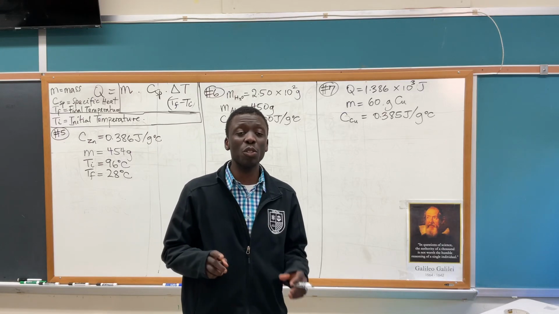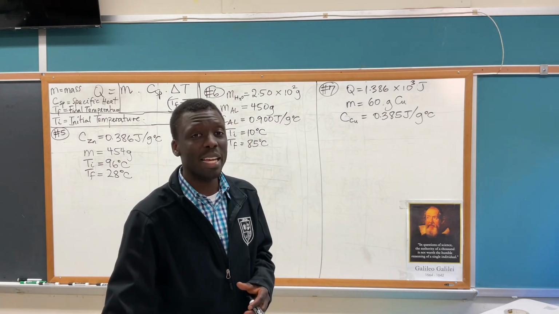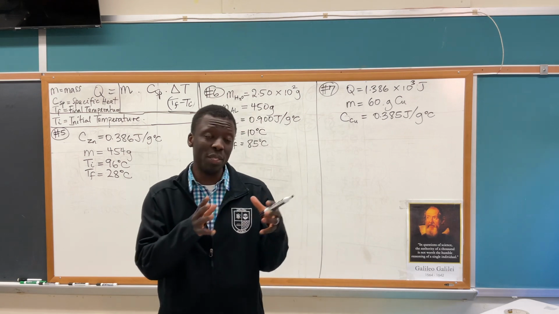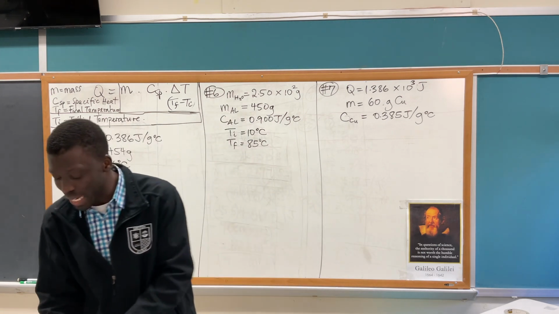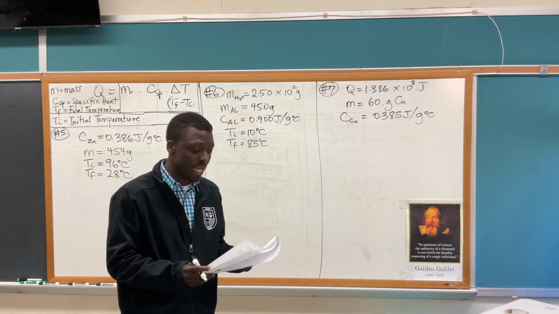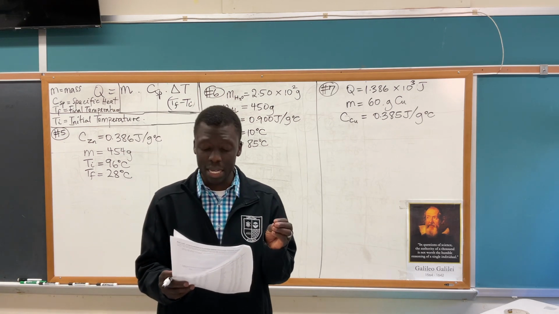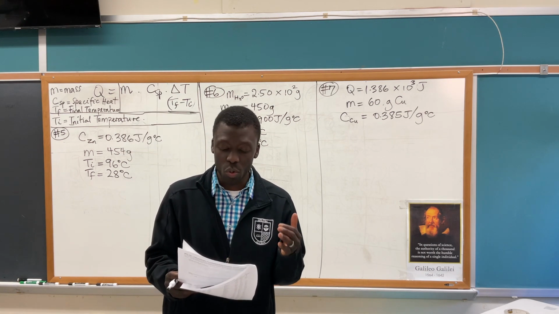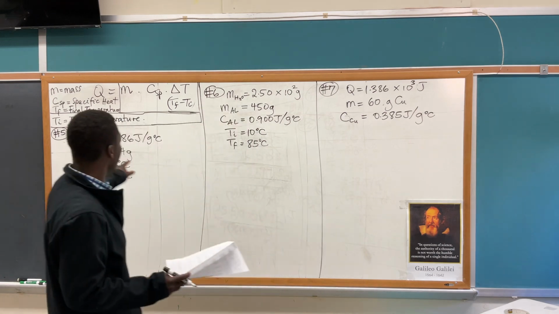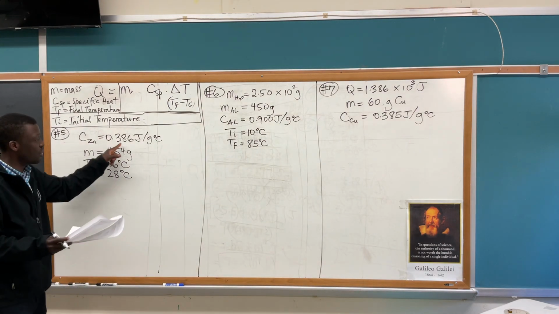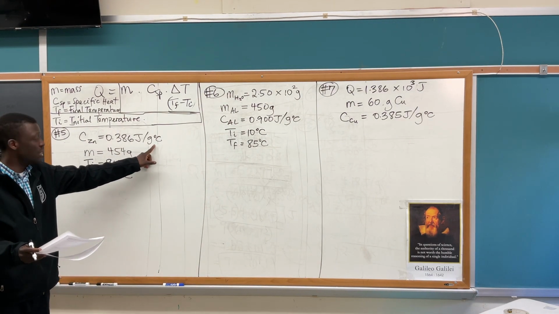So in this problem, we're going to look at 3 problems involving delta H and specific heat capacity. The first problem says the specific heat capacity of zinc is 0.386 joules per gram degree Celsius. So that's this problem right here, 0.386 joules per gram degree Celsius.